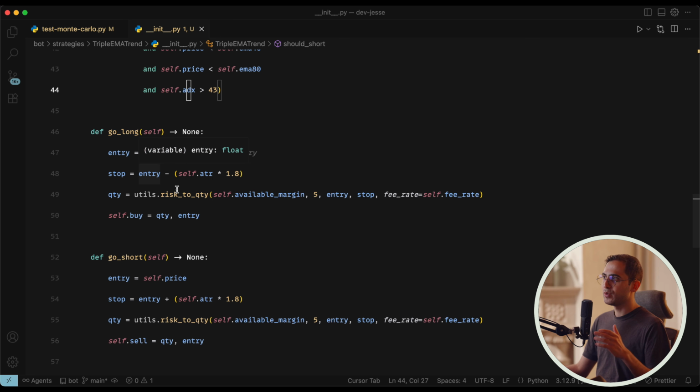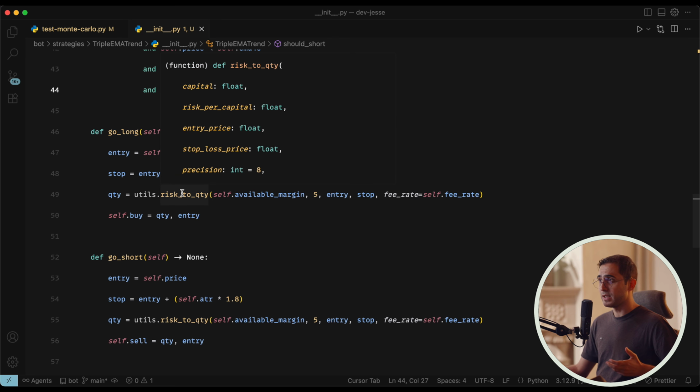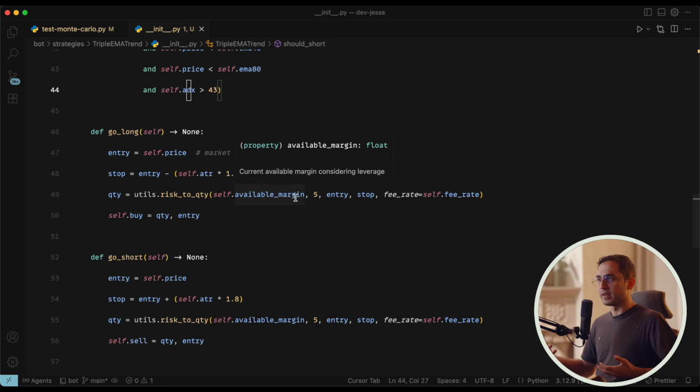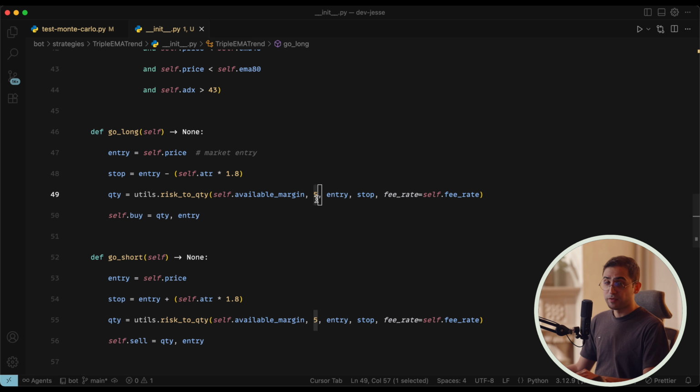Now to do this, we're going to use the risk to quantity utility function of Jesse. And what it needs from us to calculate things is our current capital or available margin. So we pass self.available_margin, and then the number 5 for how much we want to risk, the percentage. And then the entry, which we defined here, the current price, and then the stop, which we defined here. And then we also need to set the fees. It's not necessary, but it's better to do it. For that, we're saying fee_rate equals self.fee_rate, which is the fees we're gonna pay in the current exchange.